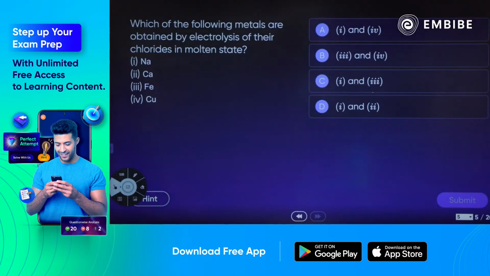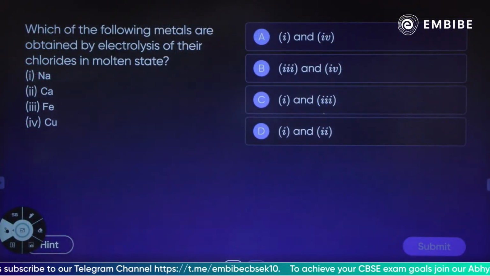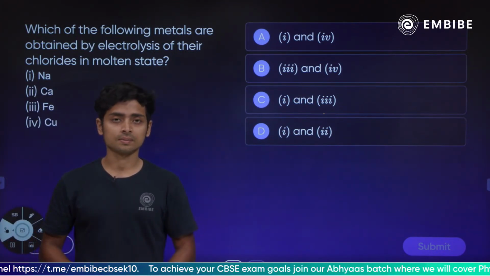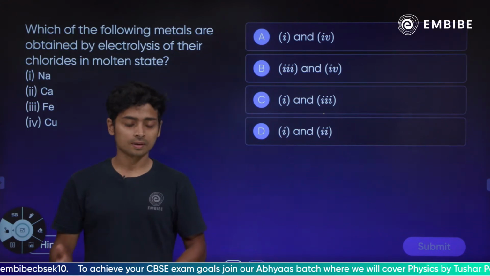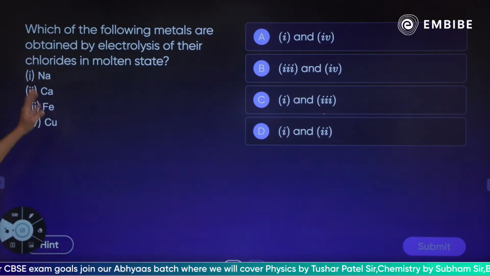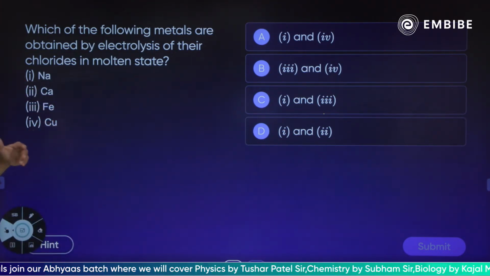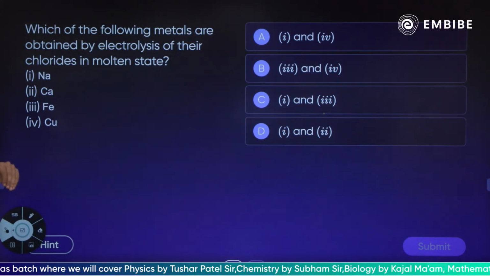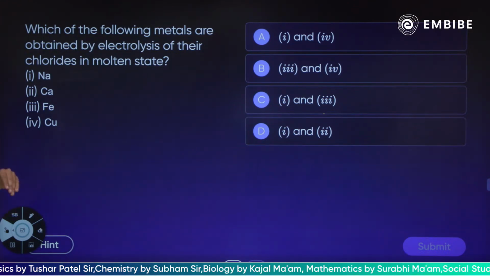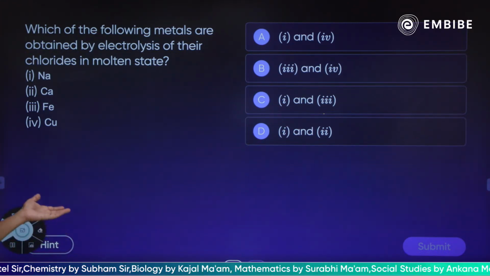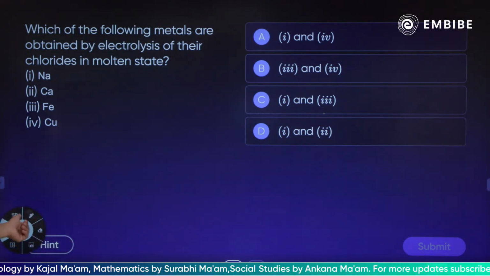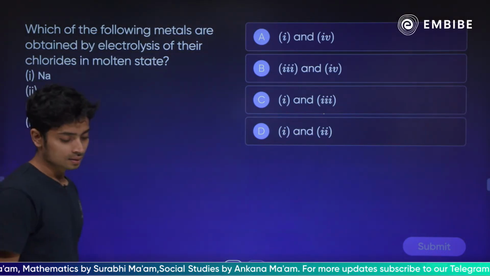Next question: which of the following metals are obtained by electrolysis of their chlorides in molten state? Highly reactive metals need electrolysis to obtain them, like sodium, potassium, and elements like that. Here 4 metals are given: sodium, calcium, iron and copper. Copper is less reactive, iron is relatively less reactive, calcium is relatively highly reactive, and sodium is highly reactive. So sodium and calcium you should obtain by electrolysis of their chlorides in molten state.